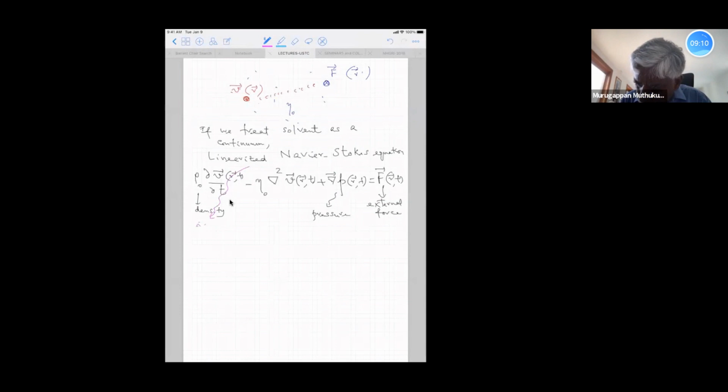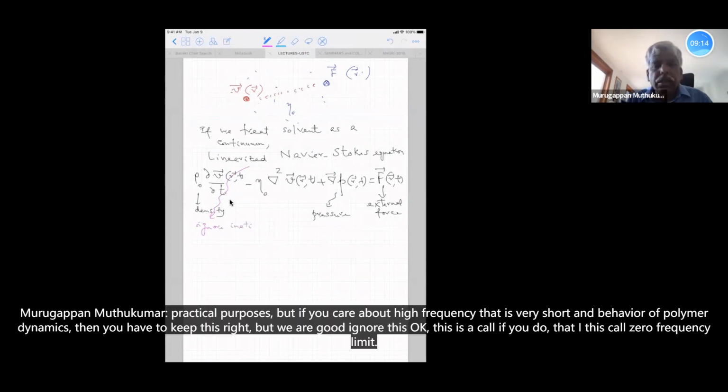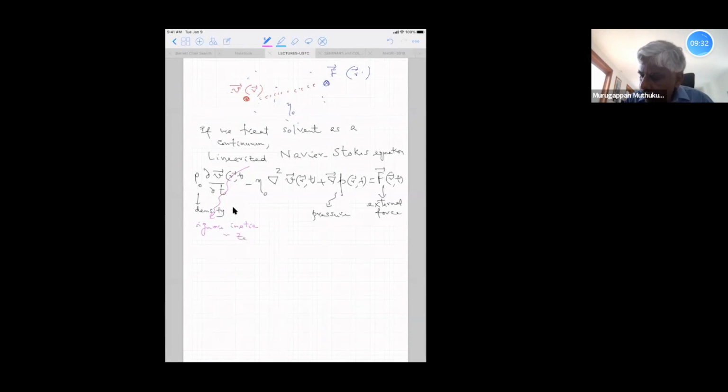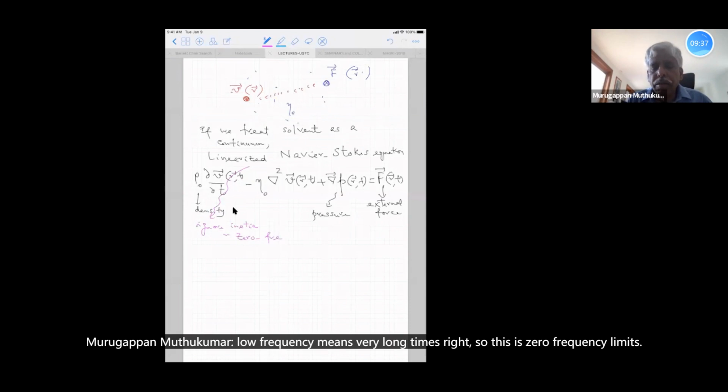Ignore inertia for practical purposes. But if you care about high frequency, that means very short-term behavior of polymer dynamics, then you have to keep this. But we are going to ignore this. If you do that, this is called the zero frequency limit. Low frequency means very long times. So this is the zero frequency limit.